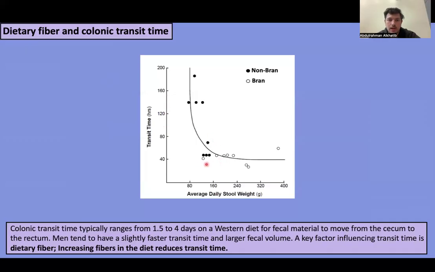And we have those black dots. The black dots represent the individuals who are consuming the low fiber diet, while the white dots are representing the individuals who are consuming the high fiber diet. Okay? So as you can see here, as the stool weight increases due to the high fiber intake, this will lessen the colonic transit time. So increasing the fibers in our diet will mainly decrease the colonic transit time.